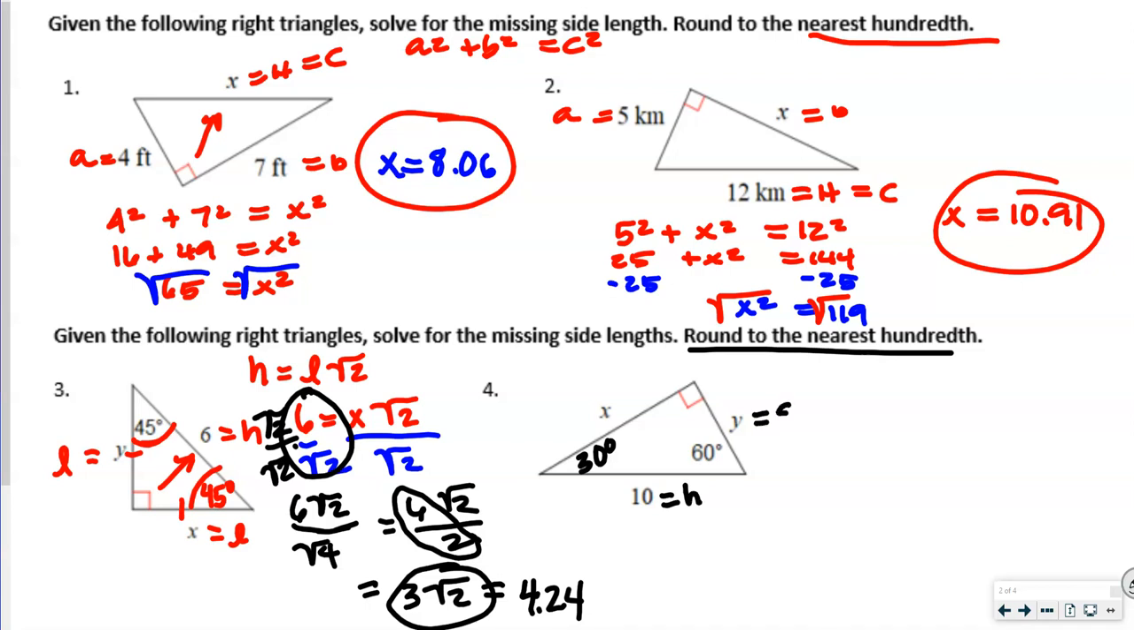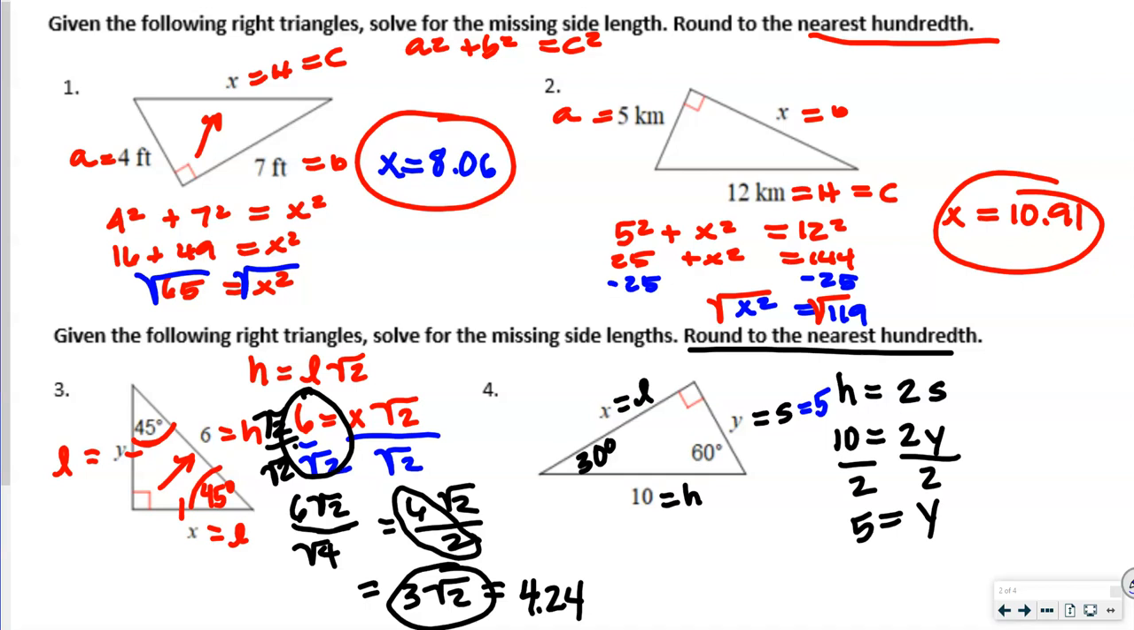This is my short leg because it's opposite the 30-degree angle. This is my long leg because it's opposite the 60-degree angle. Our formula for hypotenuse is h is equal to 2 times the short leg, right? And our short leg is y. So we're going to say 10 is equal to 2 times y. Divide both sides by 2. So now we know y is equal to 5, okay? So I'm going to put up here that this is equal to 5, and that's also our short leg, right?